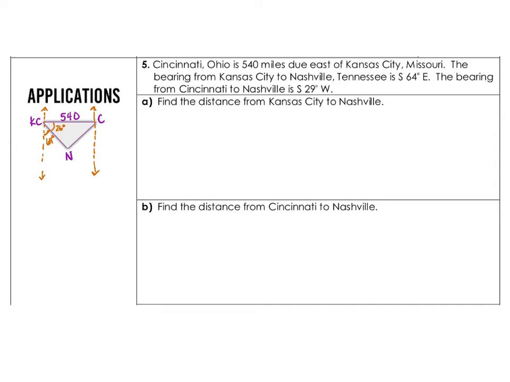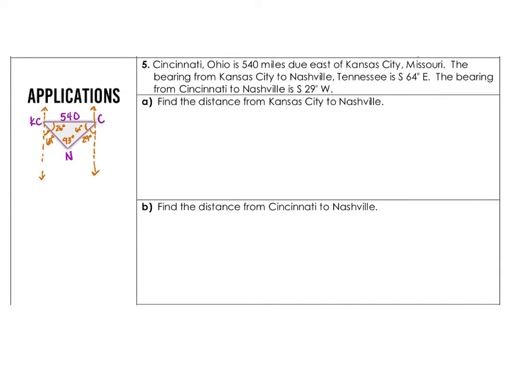Then, we have some more information. The bearing from Cincinnati to Nashville is south and 29 degrees west. So that's going to tell me that I have 29 degrees here. That's your bearing. And that's also going to be complementary to this angle inside here, so that's going to give me 61 degrees. Now I think we have just about all the information we need. We could go ahead and find that last remaining angle. If we add 61 and 26 and subtract that from 180, that's going to give us 93 degrees here.